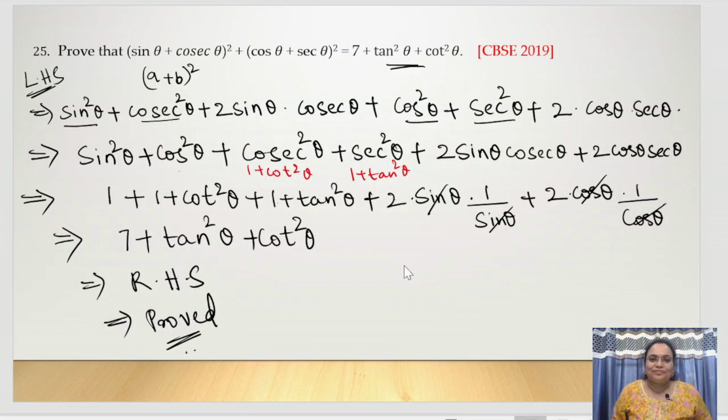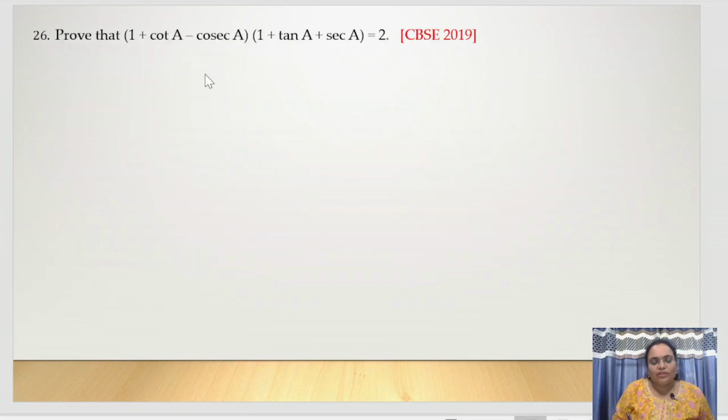Okay, clear? Now let us solve the next question. Prove that 1 plus cot A minus cosecant A into 1 plus tan A plus secant A is equals to 2. So let us take LHS and prove it to RHS.